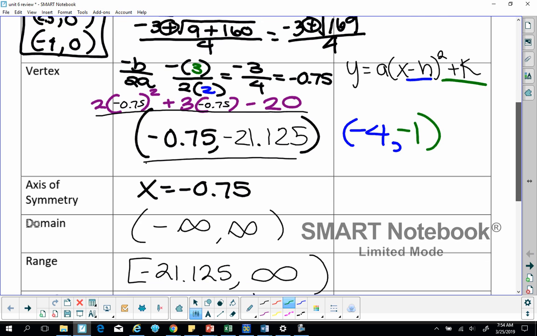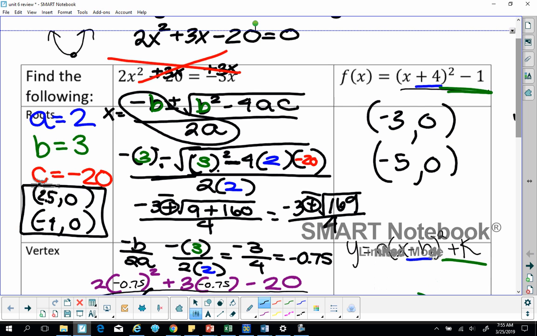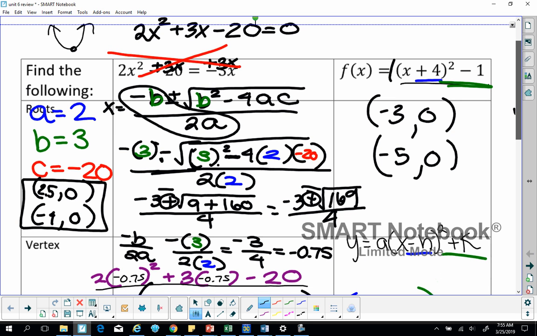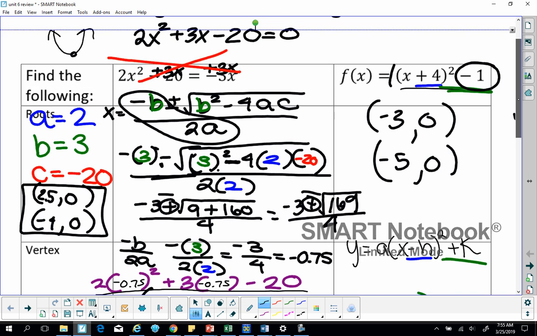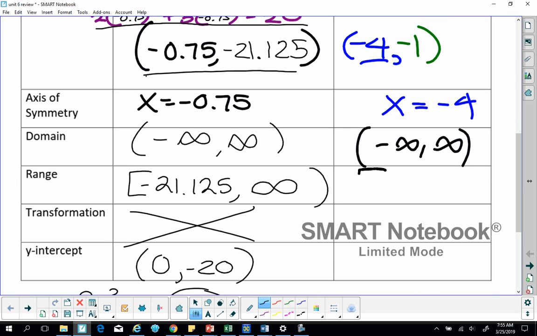What number is your axis of symmetry? Good, so it's x equals negative 4. It's your x coordinate of your vertex. What's your domain? Good. And then we know that this is a positive, Patricia, because there's an invisible 1. And what's the minimum value? Here's my y. It goes down to negative 1 and then goes up forever. So knowing that, I would know it goes from negative 1 and then goes up forever to infinity.